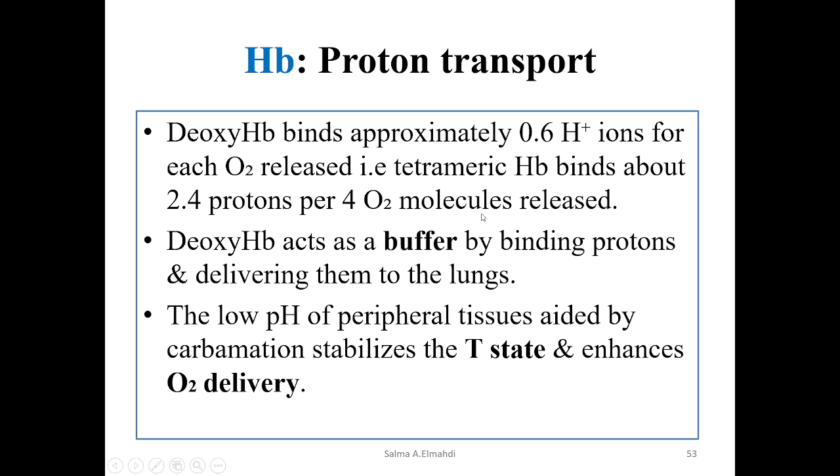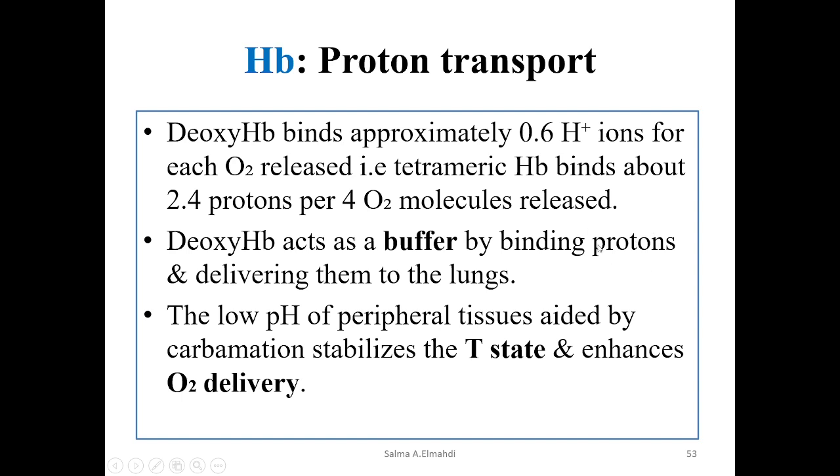How is proton transported? The deoxyhemoglobin binds approximately 0.6 proton ions or hydrogen ions for each oxygen molecule released. So the tetrameric hemoglobin binds about 2.4 protons for 4 molecules of oxygen. So roughly it is around 1 proton for each 2 oxygen molecules released. The deoxyhemoglobin so acts as a buffer by binding protons and delivering them to the lungs, because it takes those protons from the tissues and transports them to the lung.